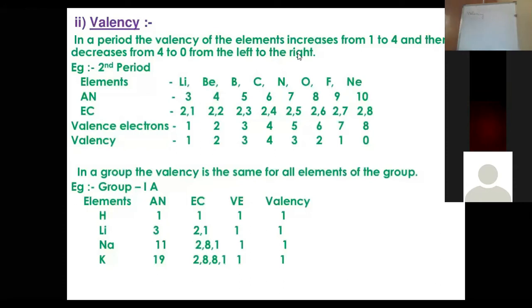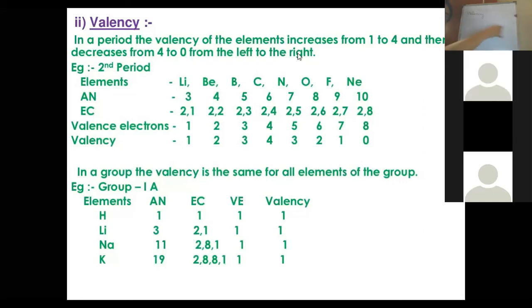Valency, you know, is the combining capacity. If we move in a period, we have to move from left to right. When we move in a group, we have to move from top to bottom. And when we are talking about the period, we have to go from left to right, that is, across the horizontal row.